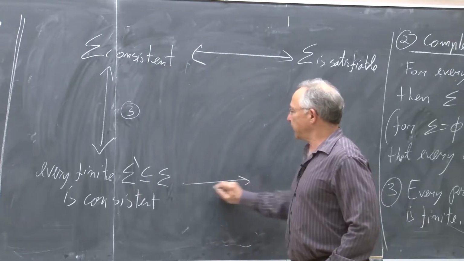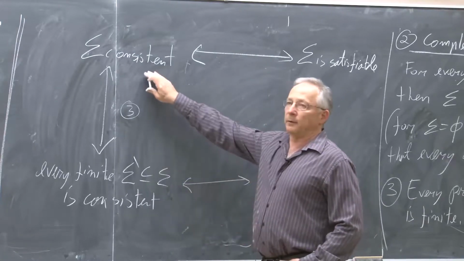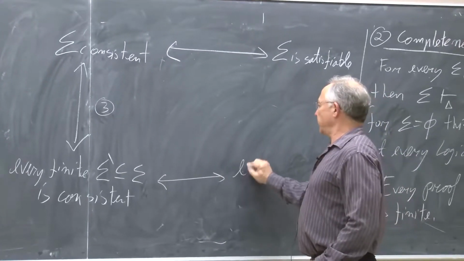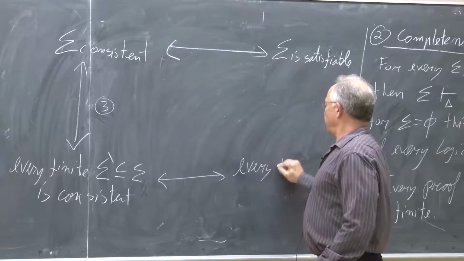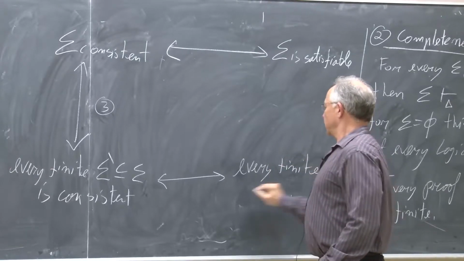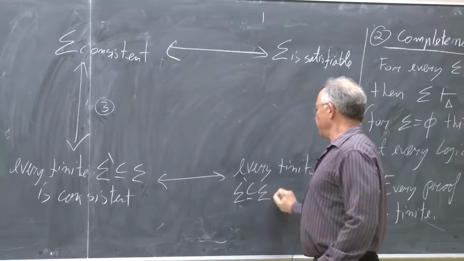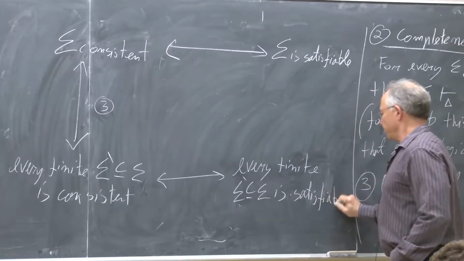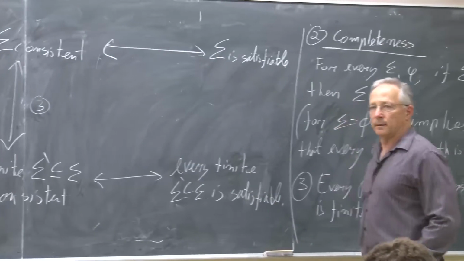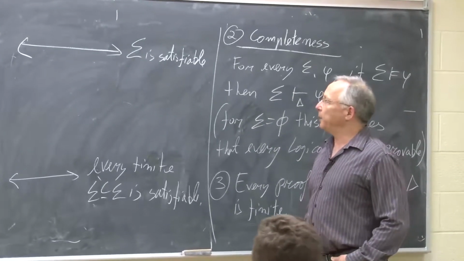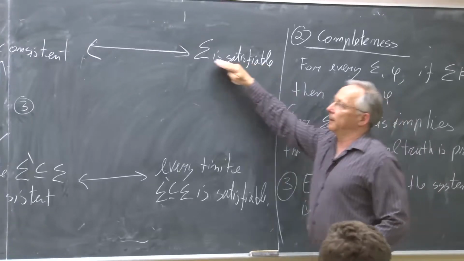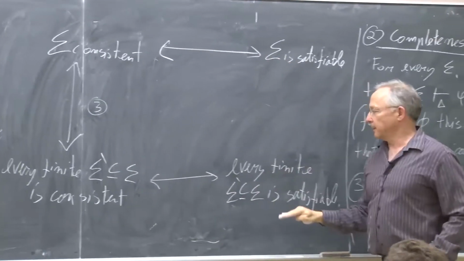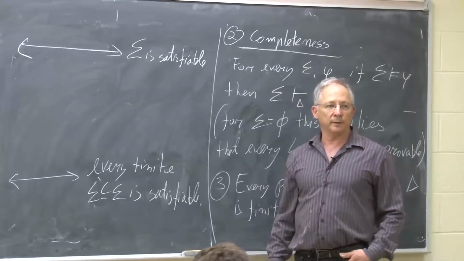Now, I will use again the equivalence between being consistent and being satisfiable. So I get every finite sigma prime subset of sigma is satisfiable. So I got the compactness. Sigma is satisfiable if and only if every finite subset is satisfiable.